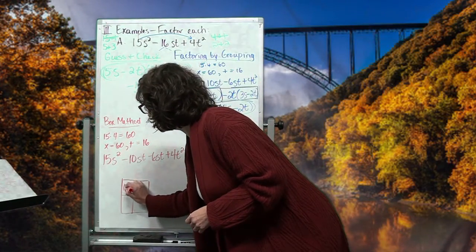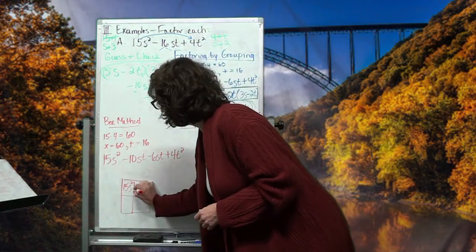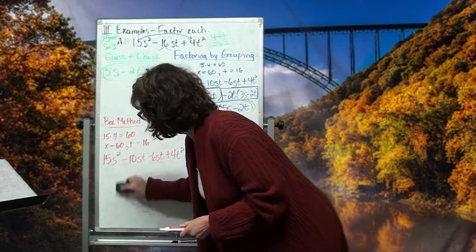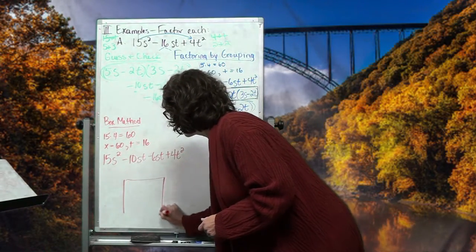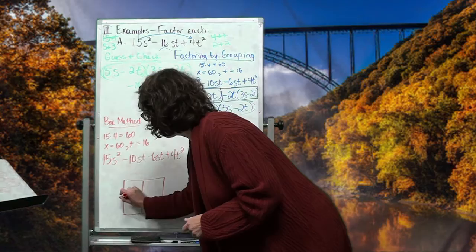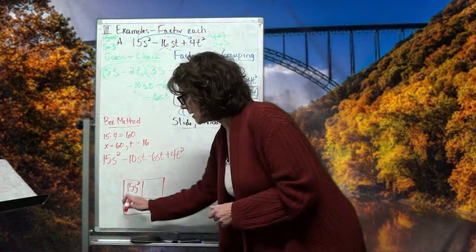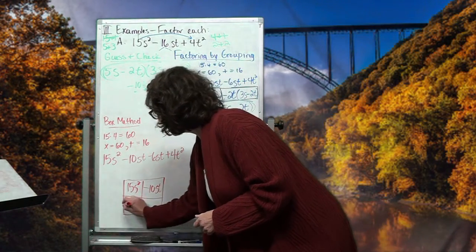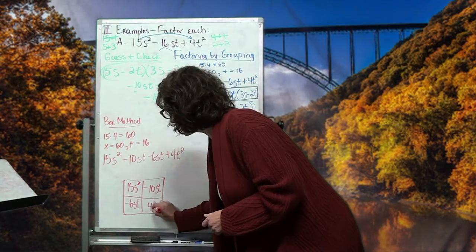So my 15s squared will go up here, and I'm going to snake my way around the box. My minus 10st will go here. Let me make my box a little bit bigger. This is kind of hard to see. There we go. That's going to be a whole lot better. There. 15s squared. Snake my way around the box. The minus 10st will go here. The minus 6st will go here. And my 4t squared will go here.